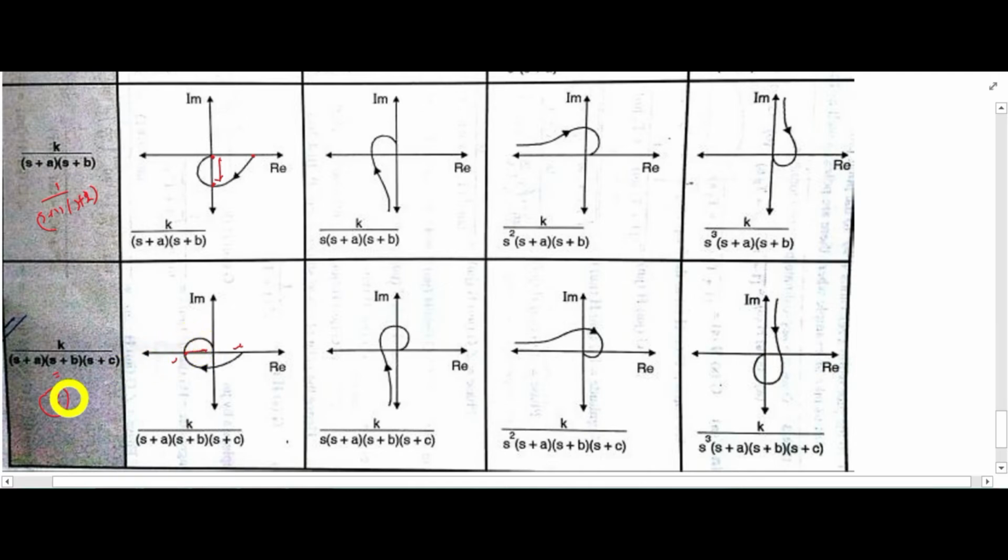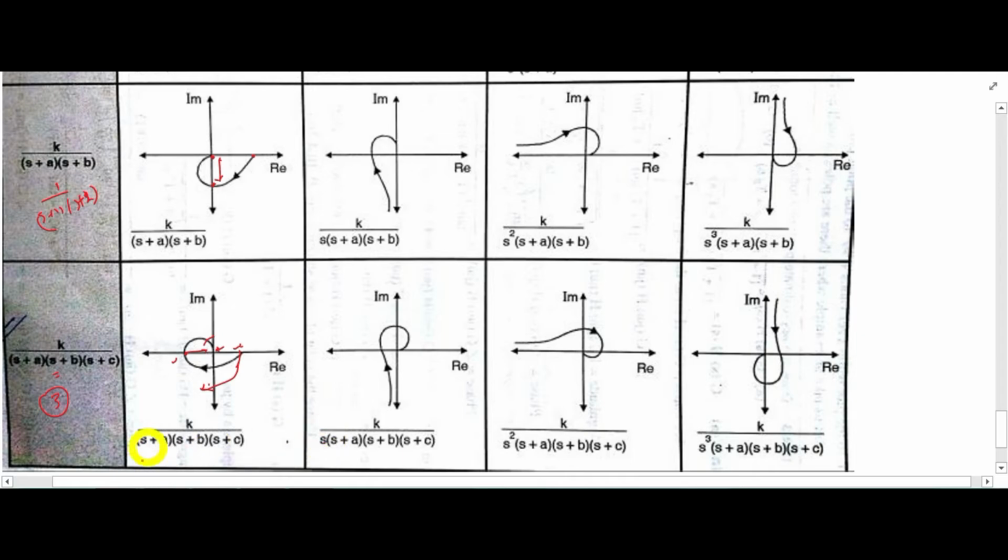Now see here, when I add a pole at the origin, what happened? Our whole plot shifted 90 degrees in the clockwise direction. This part goes in this direction, and our tail goes to this point, which means our whole plot shifted 90 degrees clockwise. And why? See why. Now what is the type of this system? The type of the system is 1.